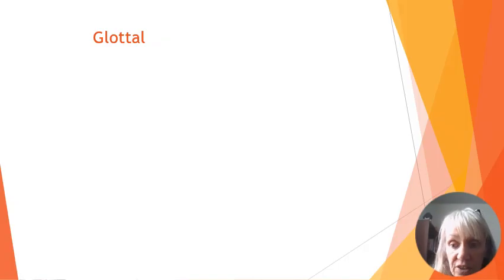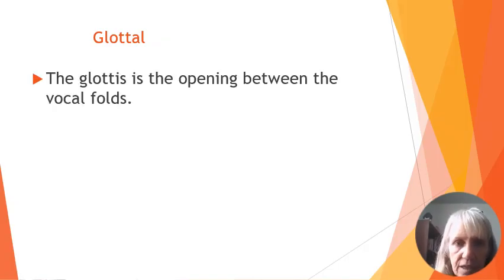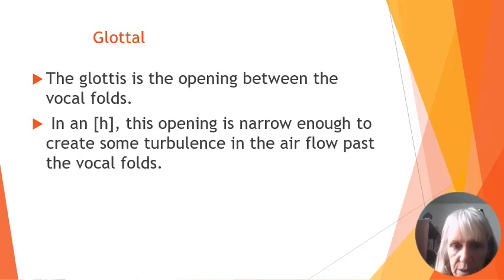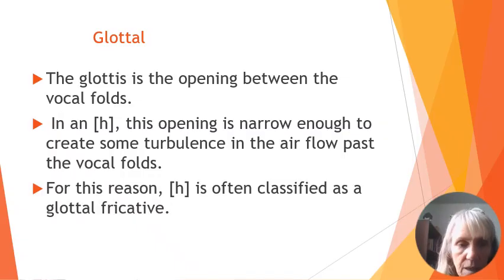Then we have the glottal. The glottis is the opening between the vocal cords. And this opening is narrow enough to create some turbulence in the airflow past the vocal cords. For this reason, h is often classified as a glottal fricative.